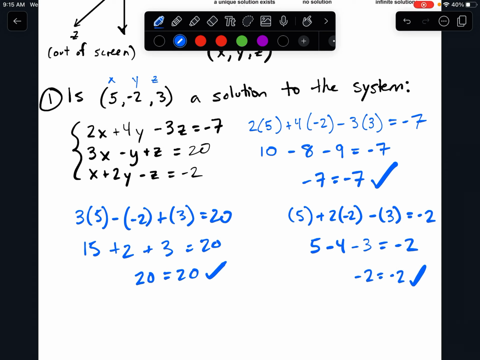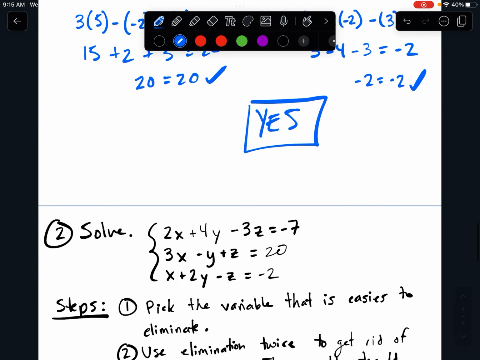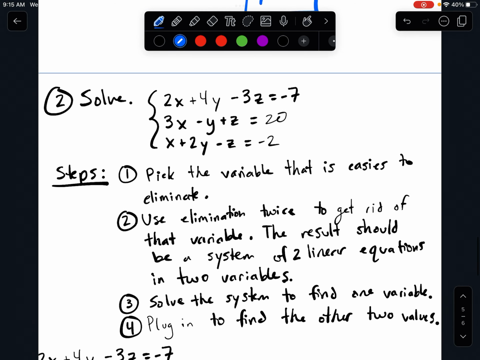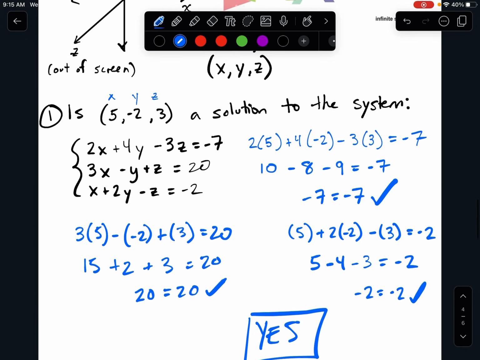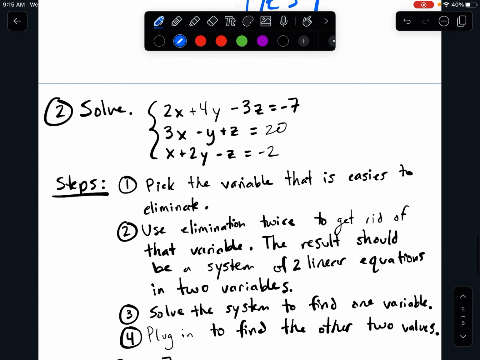So because this ordered triple works for all three of my equations, we know that this is a solution to the system. So our answer to this is going to be yes. All right, this is a solution. So now we're going to do problem 2 here, and now we're actually going to be asked to solve. Notice this is the exact same system of equations here. You can look back at example number 1, it's the exact same.